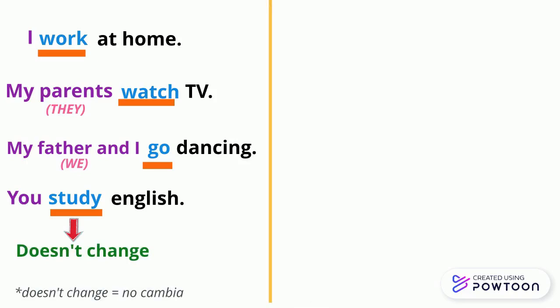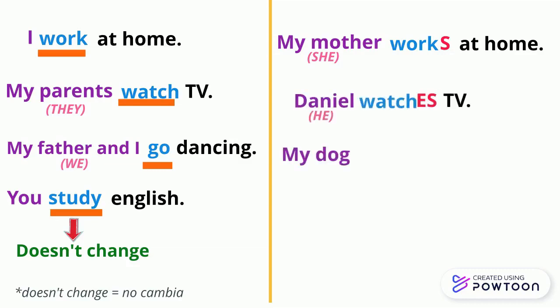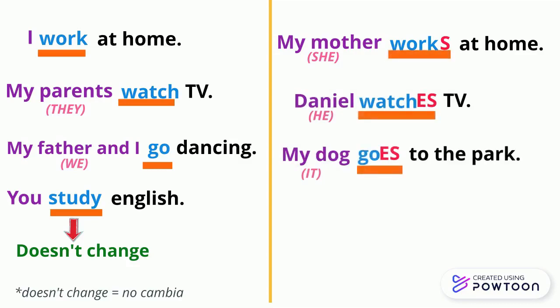Now these sentences. My mother, or she, works at home. Daniel, or he, watches TV. My dog, or it, goes to the park. Look at the verb. What happens to the verb? It changes. Yes. Why? Because the subject is she, he, or it.